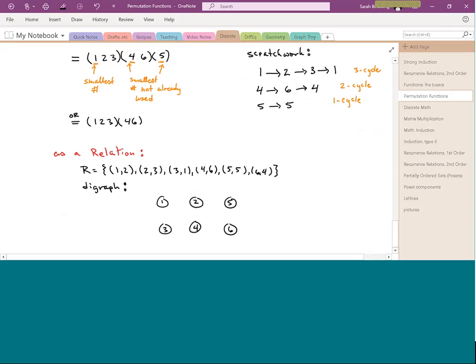If we put in all of these ordered pairs, there's only 6 of them. Notice permutation functions, if you write them as relations or in the digraph, have a much smaller number of arrows. So let me put in these relations, and I'll get to your question in just a second. But the quick answer is yes. The relation 1 to 2 gives you the arrow from 1 to 2. 2 to 3 gives you an arrow from 2 to 3. 3 to 1 gives you the arrow from 3 to 1. 4 to 6 gives you an arrow from 4 to 6. 5, 5 gives you a loop at 5. And 6, 4 gives you an arrow from 6 to 4.